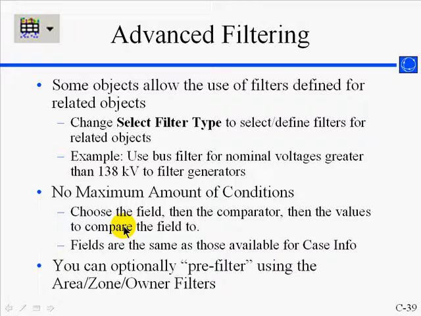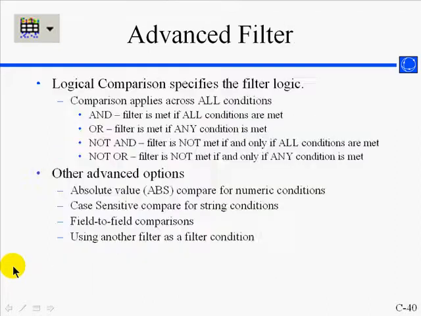So, and again, you can optionally pre-filter using the area zone owner filters, or you can ignore them and just show the objects which meet the advanced filter. And then this slide describes a little bit again about the logical comparators that are available, and then other options such as the absolute value comparator. For strings, there's also a case-sensitive comparator, field-to-field comparisons, or referencing actually another filter. So in the example I provided where you wanted to use the complex logic, you would have to actually reference another filter inside the filter.